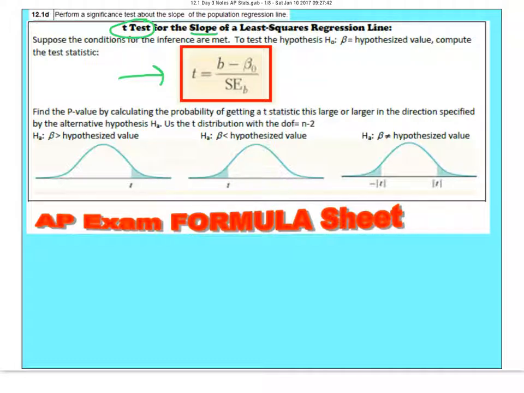Keeping in mind, as with all hypothesis tests, there are 3 different hypotheses that we could come up with. For the alternative, it might be a greater than test, a less than test, or a two-sided test. Again, for the test, we are going to have to make sure that all the conditions are met, and the conditions are still the same as they were for the confidence interval.